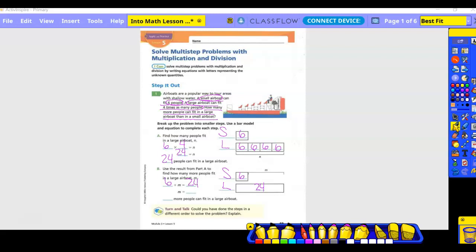So how am I going to get m by itself? We have to do an inverse operation. So we're going to take 24 minus 6 to get 18. So 18 more people can fit in a large airboat.